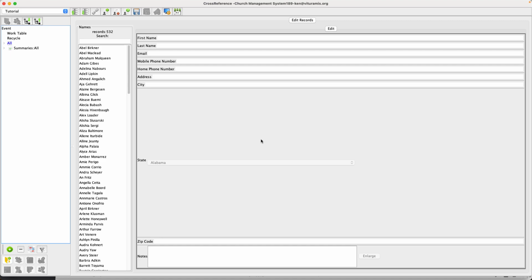Let's talk about groups and how they are organized in cross-reference. Groups within cross-reference are actually organized within a hierarchy. This allows us to understand not only how records and people belong to groups, but how groups also belong to groups. And this makes sense if you think about an organization.